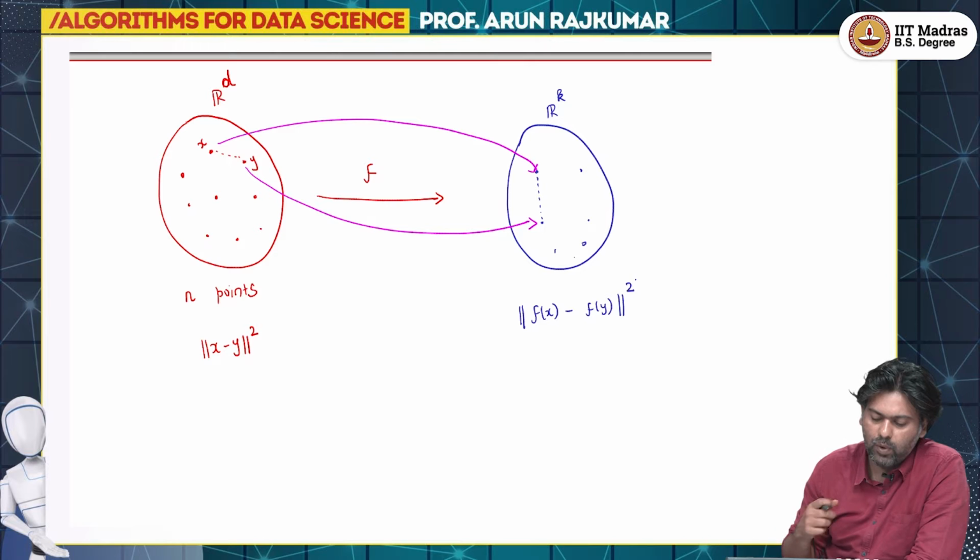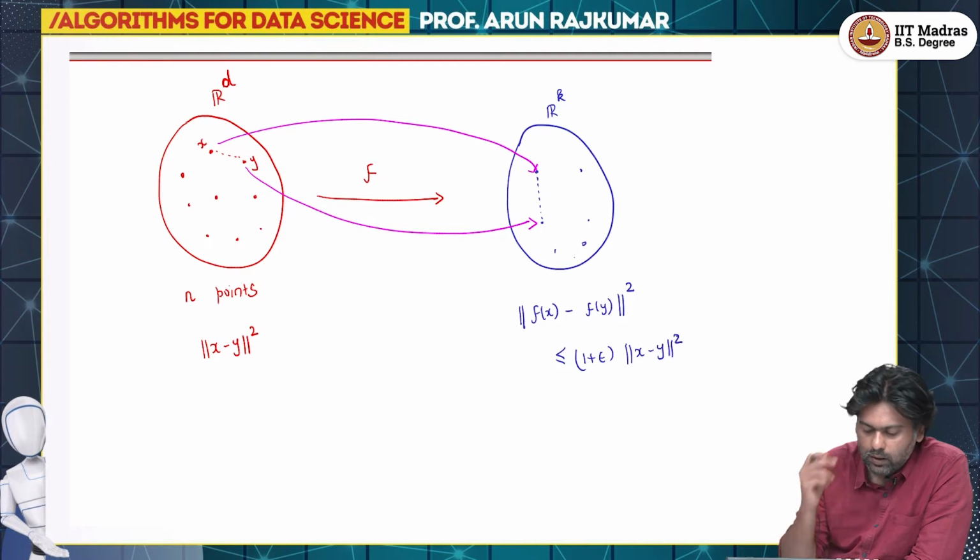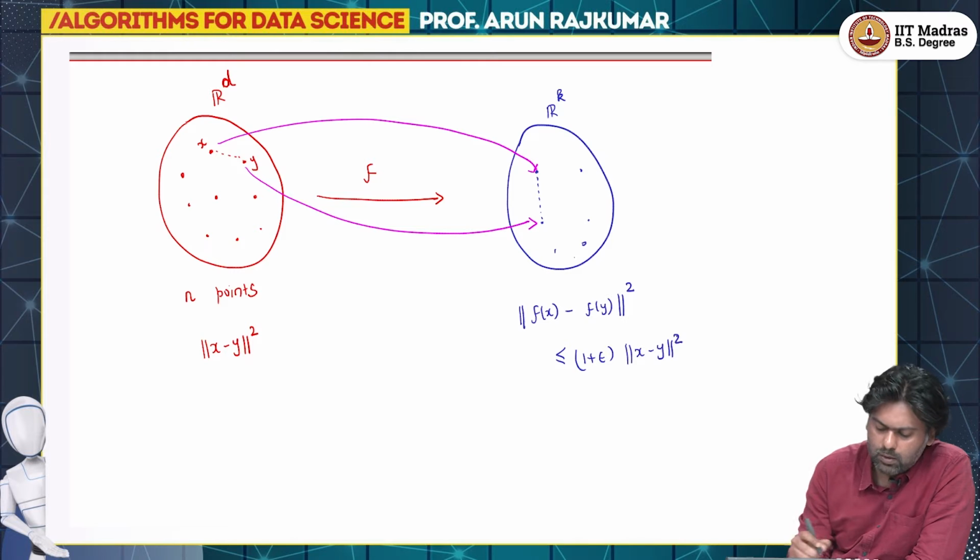Remember, these are also vectors in k dimensions, and I want to look at the squared norm of f of x minus f of y. Johnson-Lindenstrauss says that there is a way to map these n data points from d dimensions to k dimensions such that the distances are preserved approximately, by which I mean that the new distance is not too far away from the original distance in this precise sense. It is at most 1 plus epsilon times the norm of x minus y squared, and it is at least 1 minus epsilon times the norm of x minus y squared.